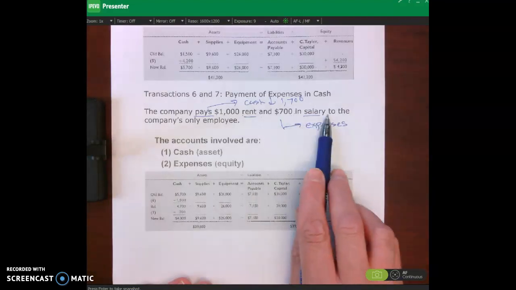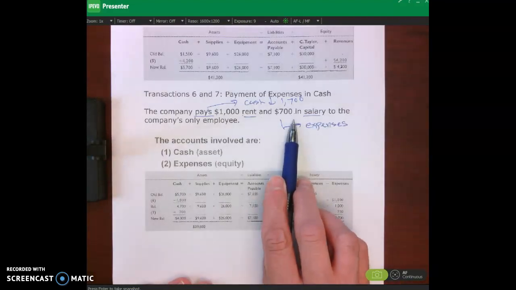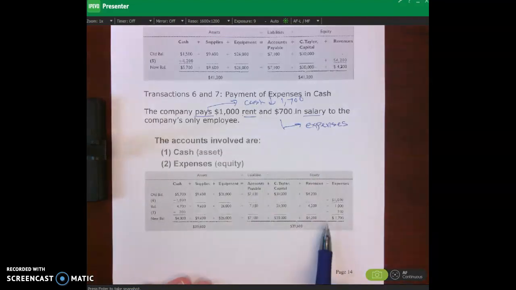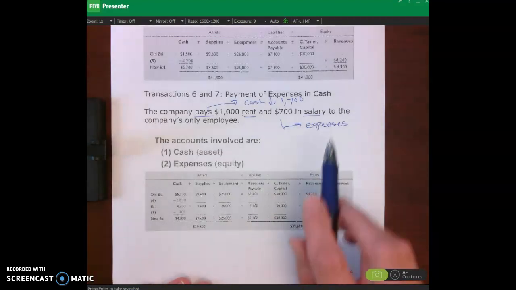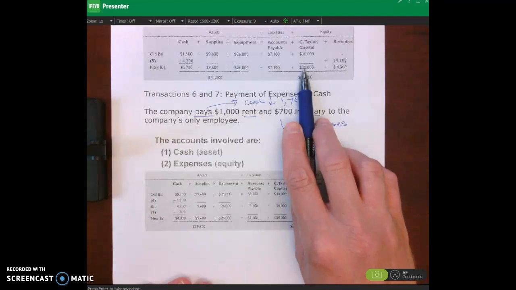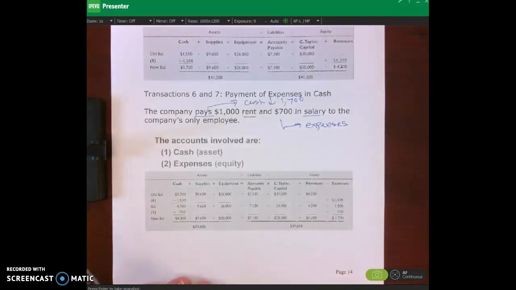And then these are expenses. Expenses reduce equity. If you look over here, remember I had my equity in the prior problem, $34,200 of equity. Now I have $30,000, which is the initial capital, plus the revenues of $4,200, minus the $1,700 of expenses. I would figure out my total equity by taking the $30,000 plus the $4,200 minus the $1,700. That would give me my total equity.